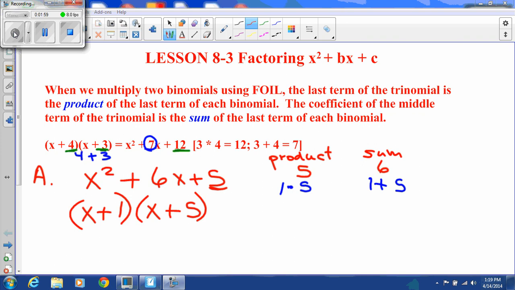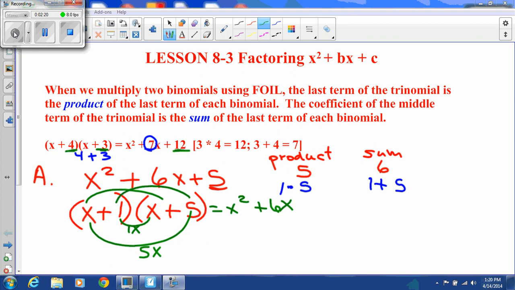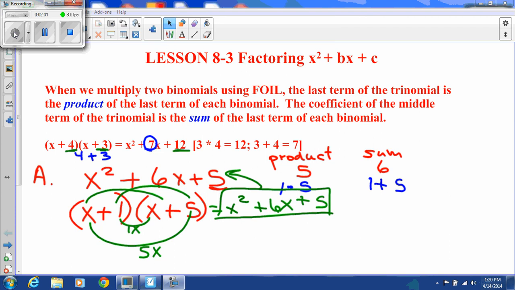To check my work, I can use FOIL. I can multiply my first two terms together. X times x is x squared. My outside term is 5x. My inside term is 1x. So my middle term becomes 1x plus 5x, which is 6x. And my last term for the trinomial is 1 times 5, which is 5. And I have the same answer as my trinomial that I factored, x squared plus 6x plus 5.